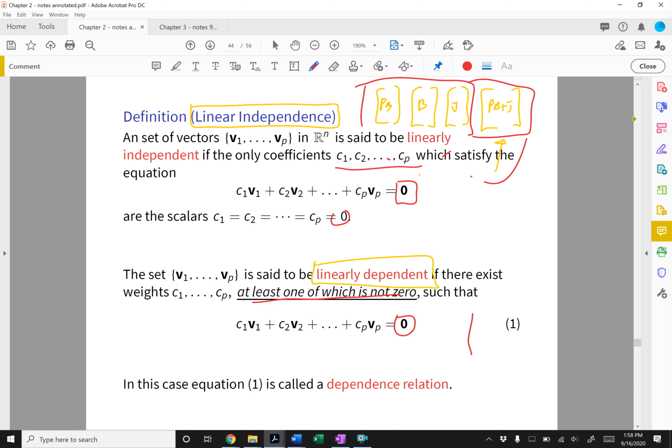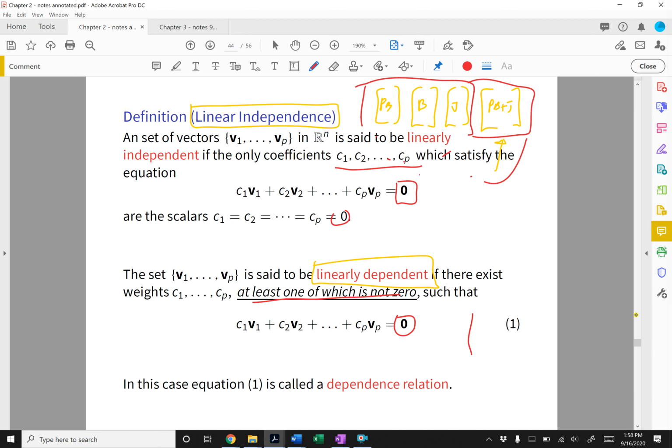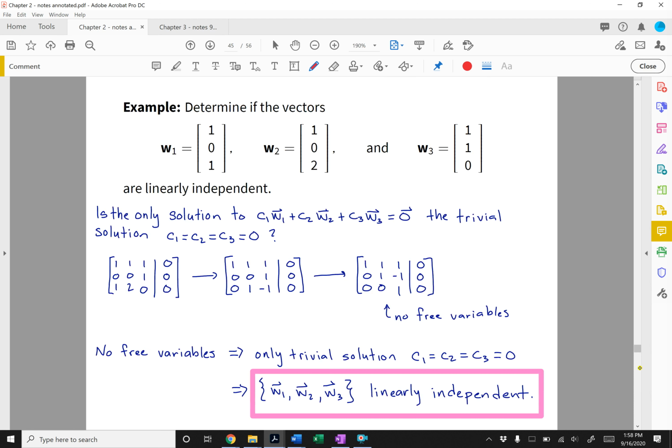So, determine if these vectors are linearly independent. One thing we can do is go back to our definition and say, well, are there C1, C2, and C3 in our case that we can pick to make the zero vector?